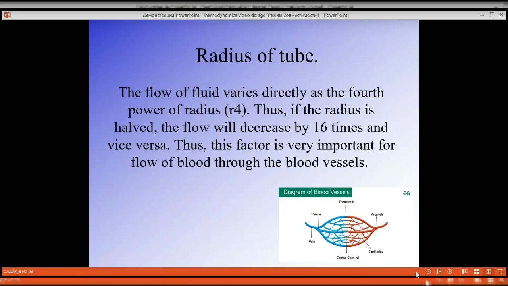We know that normally the radius of the aorta is the highest if we compare it with other blood vessels. But if you know the structure of the capillaries, in capillaries there are lots of branches, from 10 to 100 branches. And if we count the radius of the capillaries together, it is increased compared with the radius of the aorta. It means the total radius of the capillaries is the highest among the types of blood vessels.